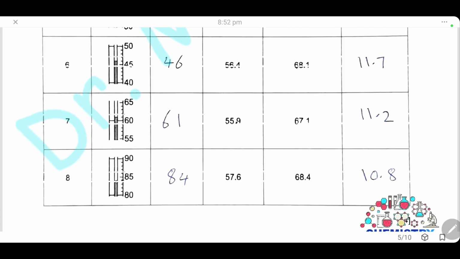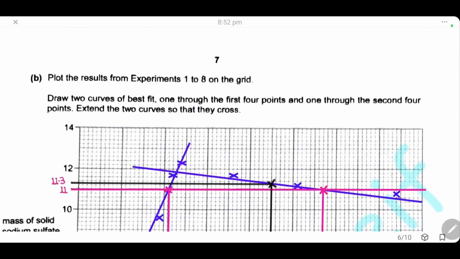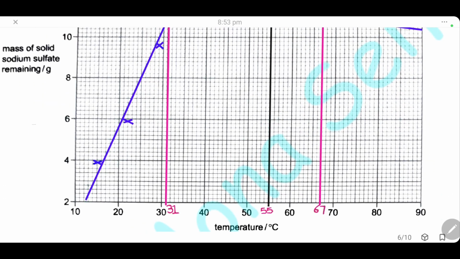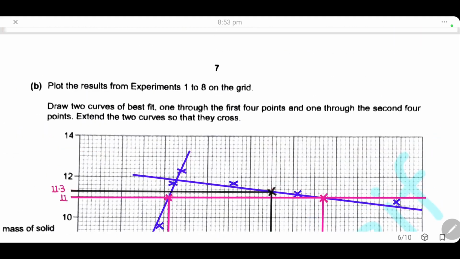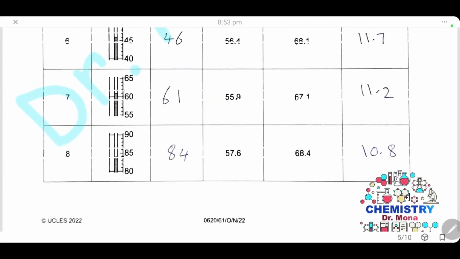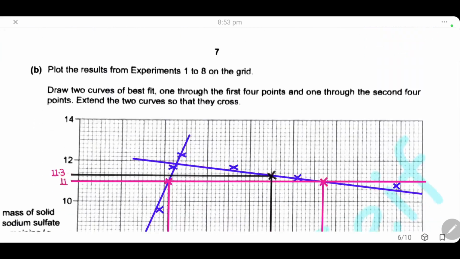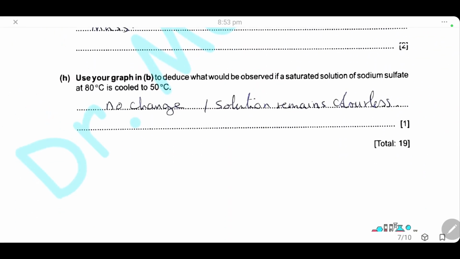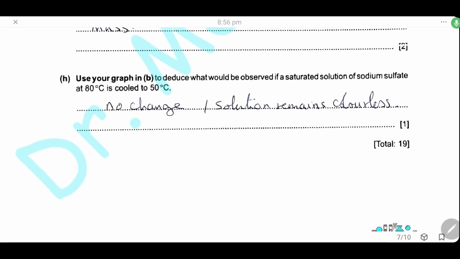So there will be no change, no observation from cooling from 80 degrees to 50 degrees. No sodium sulfate will be precipitated, so no observation, and the answer will be no change. Or the solution remains colorless because no sodium sulfate will precipitate by cooling. The solution is still saturated at 50 degrees Celsius.